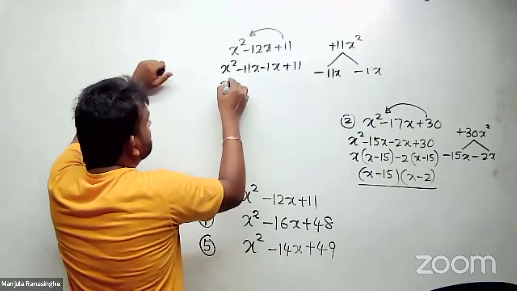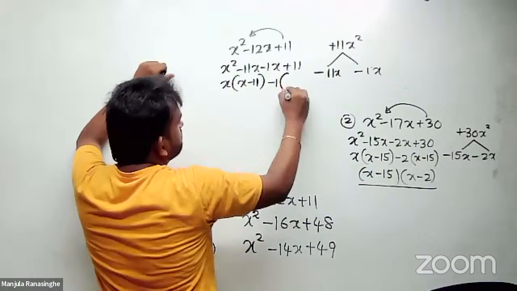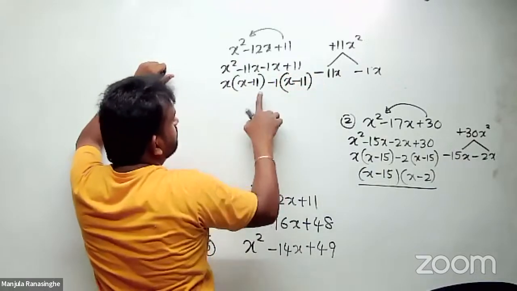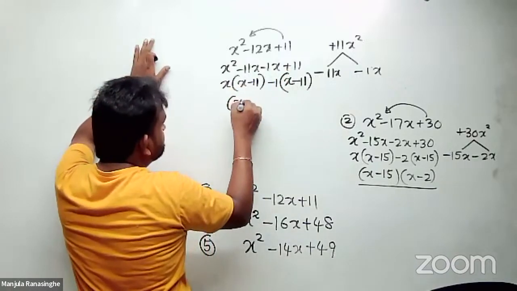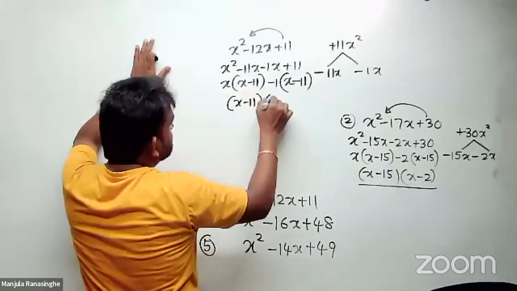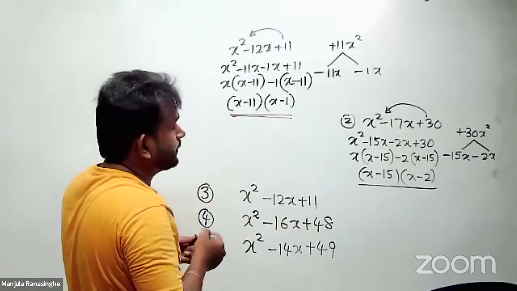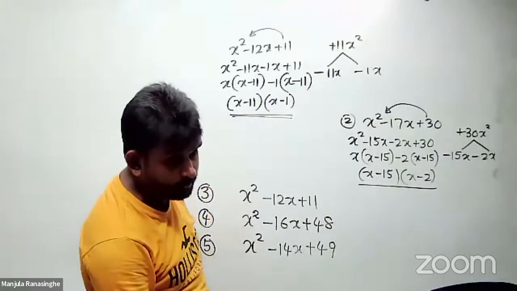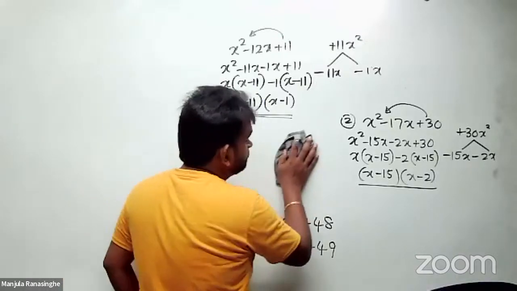Now take x common out: x minus 11. Here take minus 1 out: x minus 11. Right? Minus minus is plus. Now x minus 11 is common and taken out, and here x minus 1. So x minus 11 into x minus 1. Okay, that is done.